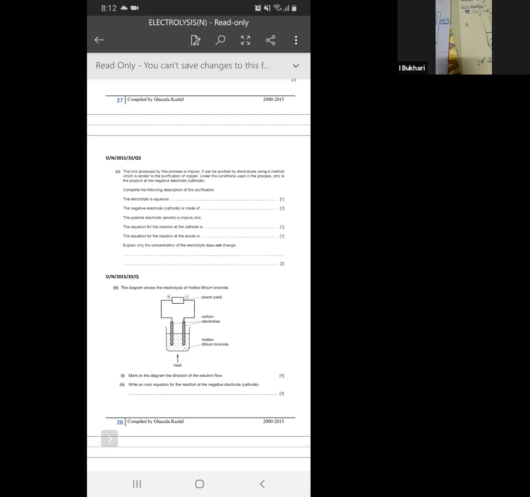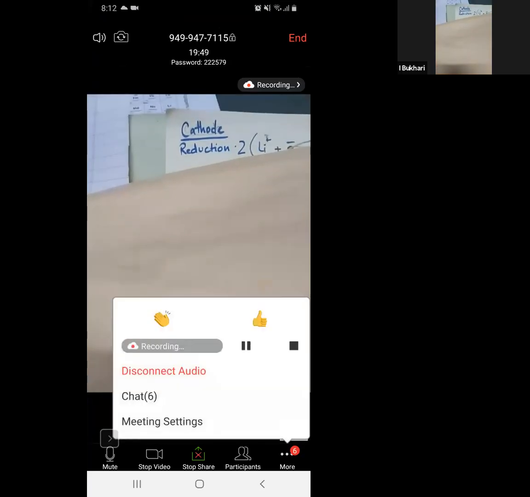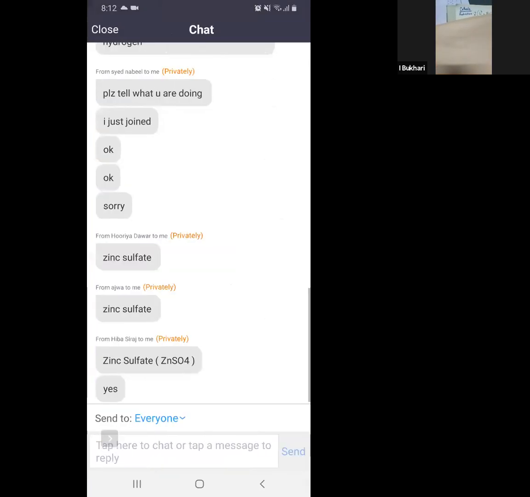Under the conditions used in the process, zinc is the product at the negative electrode, the cathode. Complete the following description of this purification. The electrolyte is aqueous. Do you remember the purification of copper? What should be the electrolyte? Good job. Zinc sulfate. Why did you choose zinc sulfate?